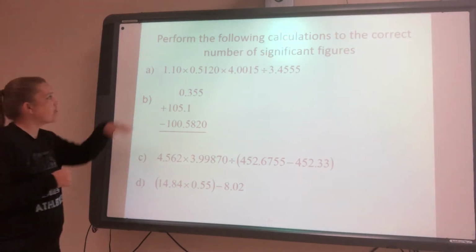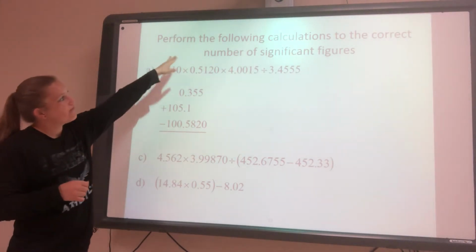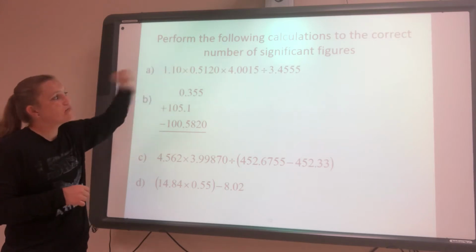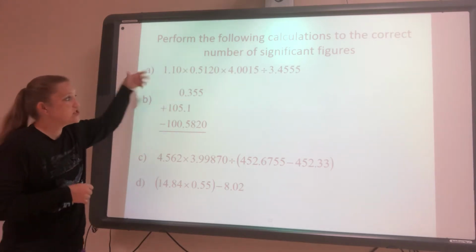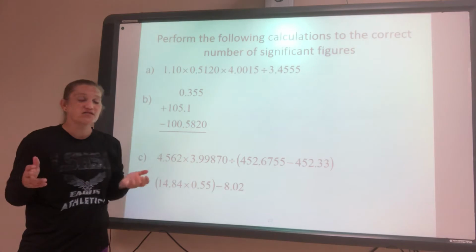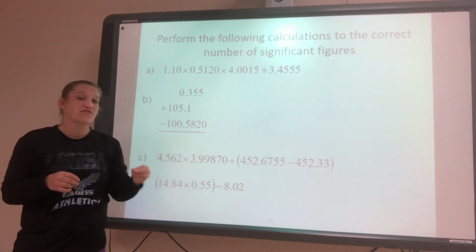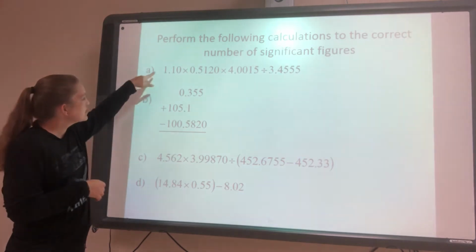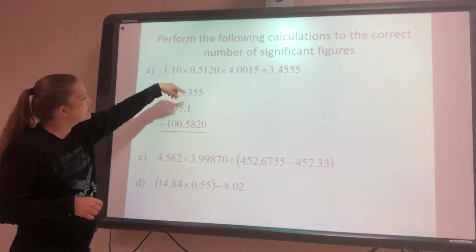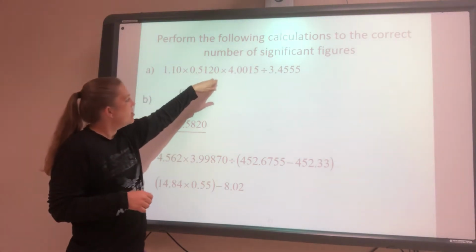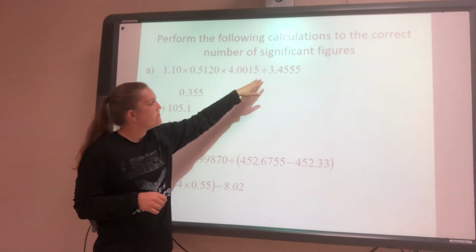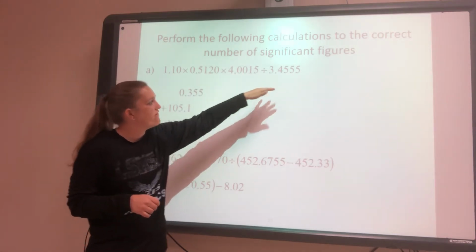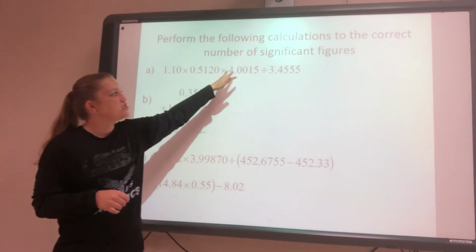All right, so let's do A. It says perform the following calculations to the correct number of significant figures. So I want you to do the math, tell me the correct math answer, but to the right number of significant figures. So how many decimal places are you going to round to? Let's look at this one: 1.10 times 0.5120 times 4.0015 divided by 3.45555.